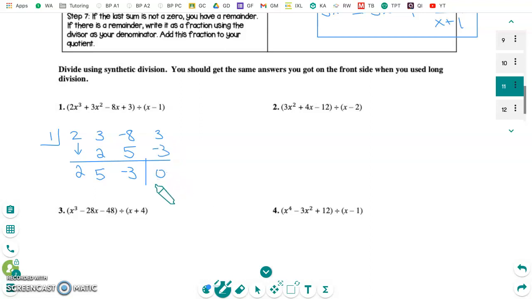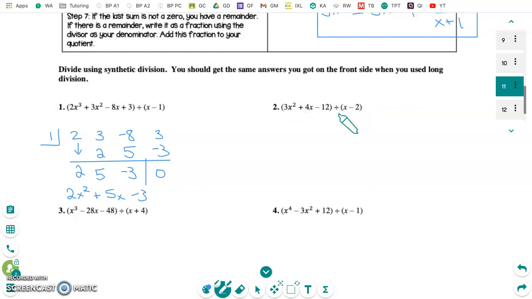0. Now this is not your final answer, because for your final answer you have to put your exponents, or your variables, back in. So this is going to be 2x squared plus 5x minus 3. And no remainder, none of that little fraction part, because the remainder is 0. So flip over, is that what the answer was on the front? Yes? Okay. So this is going to be a lot easier and take up a lot less space.